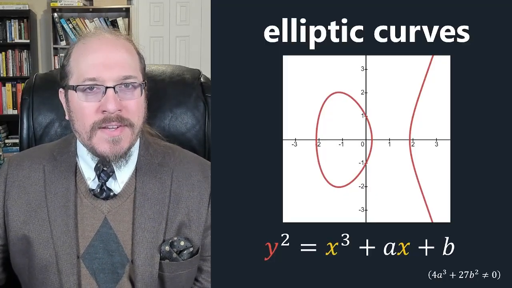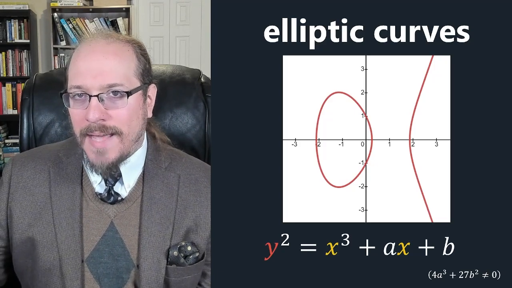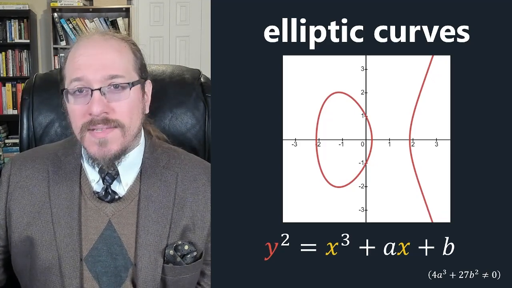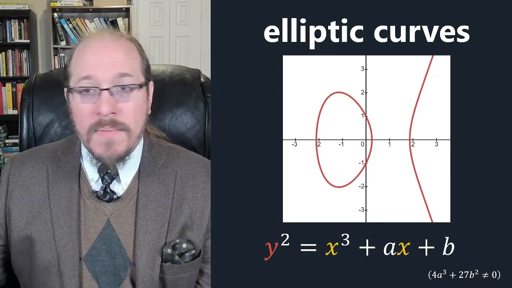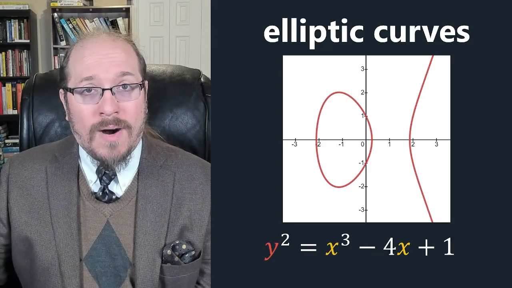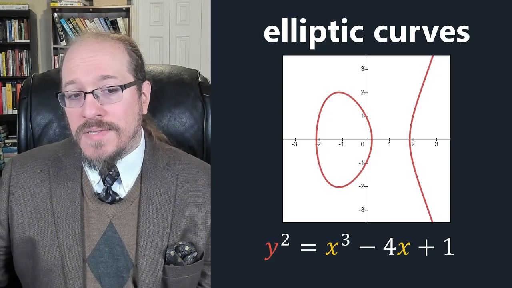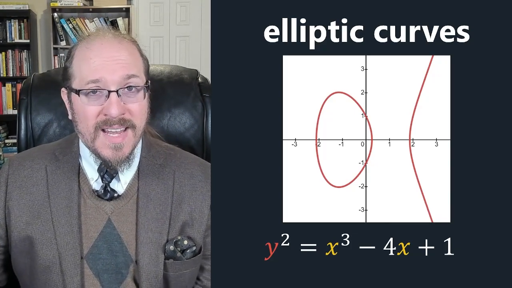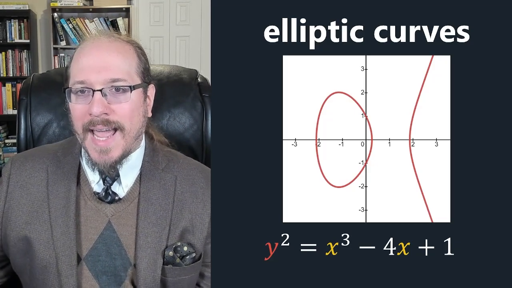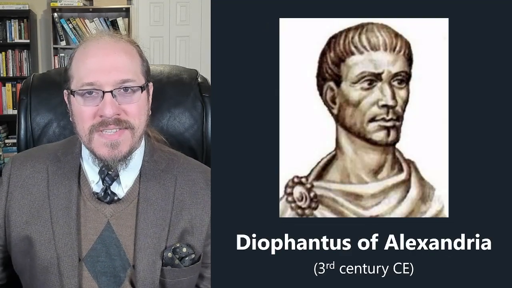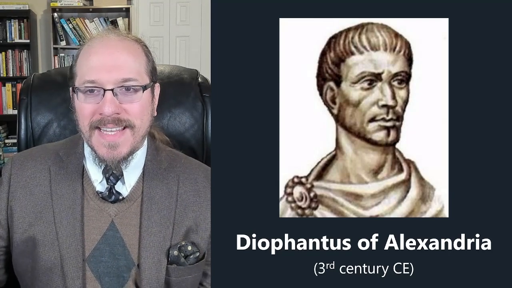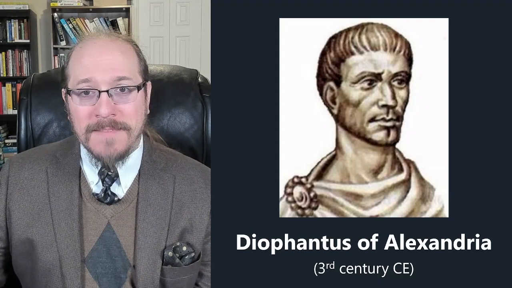Elliptic curves are described by the equation y squared equals x cubed plus ax plus b, for some numbers a and b subject to a particular condition. They come in many different shapes and sizes, but here's what a typical one might look like. This one is y squared equals x cubed minus 4x plus 1. Now, believe it or not, the study of equations like this one can be traced all the way back to the ancient Greek mathematician Diophantus of Alexandria. But it wasn't until 1985 that they were first starting to get used for cryptography.